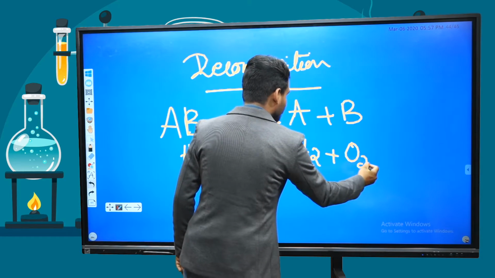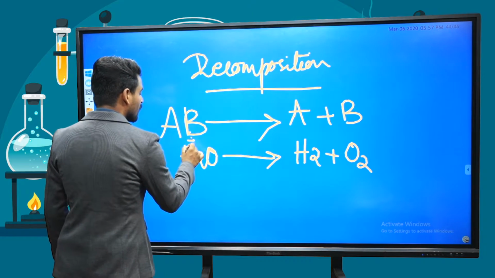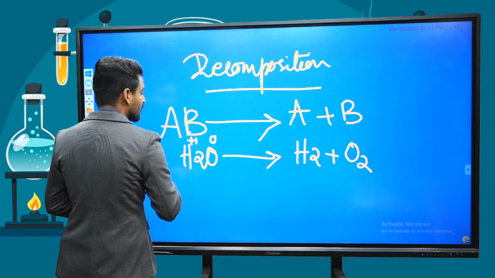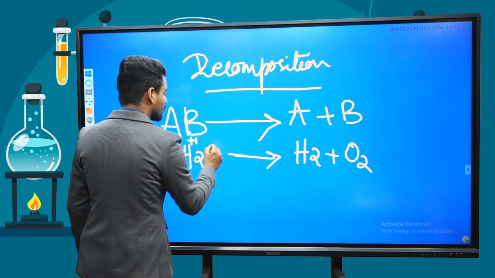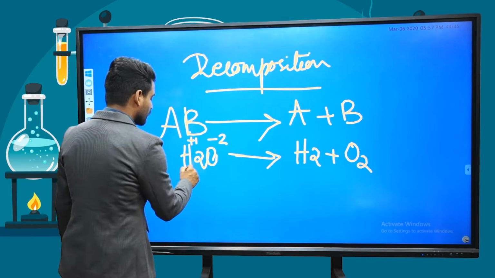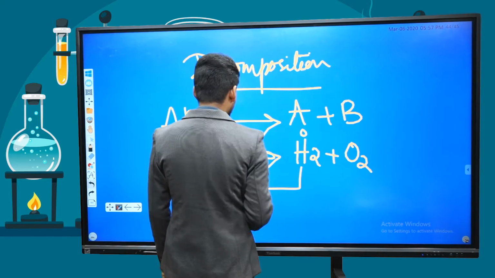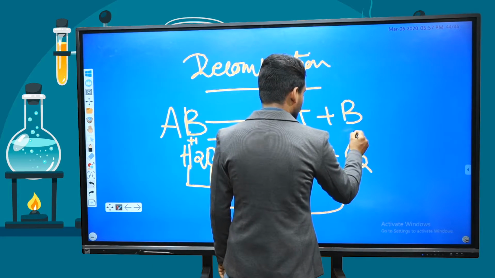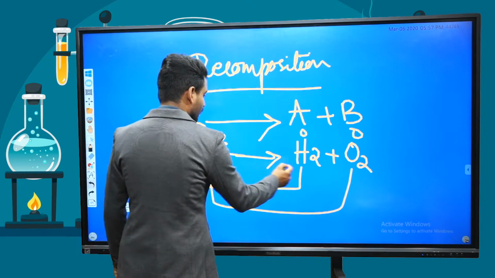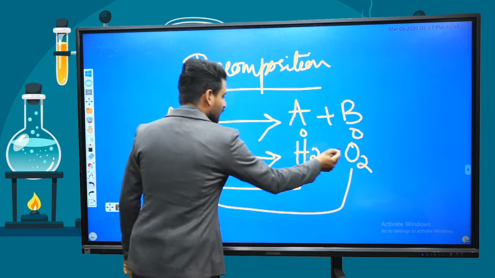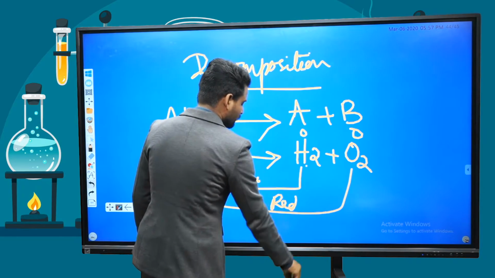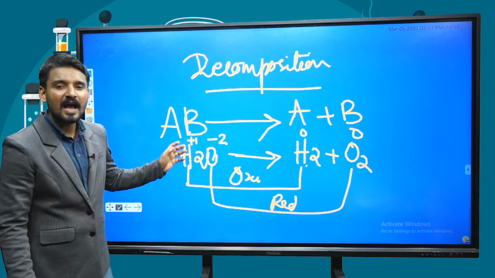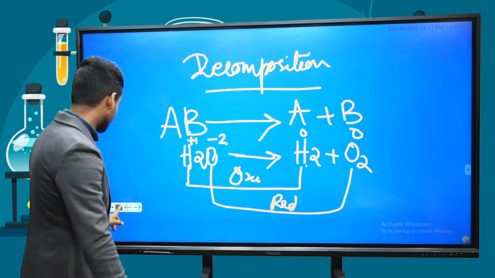This is a redox reaction because in water, hydrogen is in +1 state and oxygen is in -2 state. So +1 is converted to 0 and -2 is also converted to 0. Here there is a decrease in oxidation number and here an increase in oxidation number. This is oxidation, this is reduction. So this is a redox reaction and a decomposition reaction.